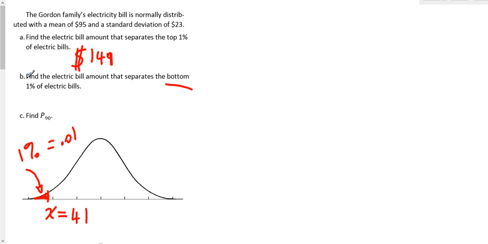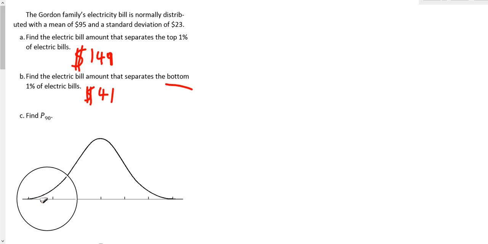So the answer for part B, the electric bill amount that separates the bottom 1%, is $41. What that means is, we figured out so far that only 1% of the electric bills in the Gordon family household are above $149, and only 1% of the electric bills in the Gordon family household are below $41. Now let's do this last one.